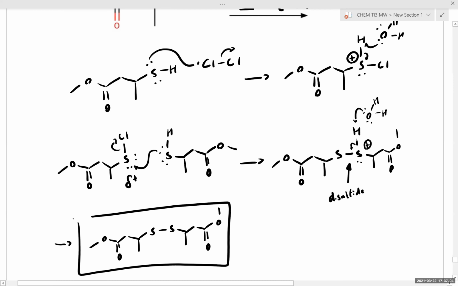So whenever we treat it with the halogen, it's going to make two of that product, but one with the halogen and one with the hydrogen.